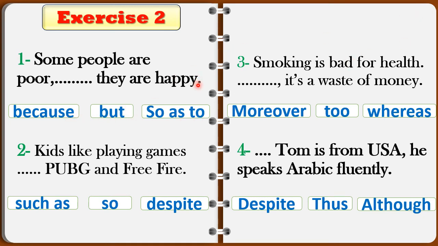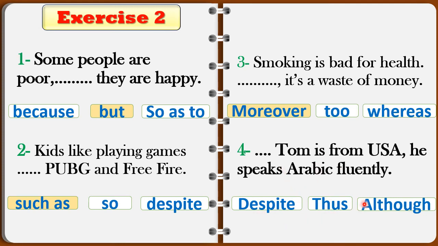You pause the video. And number 1, some people are poor, of course, but are happy. Kids like playing games such as مثل smoking is bad for health. Moreover, it's a waste of money. Tom is from USA. He speaks Arabic fluently. Are we going to use thus? No, thus because it's for result. ليست هناك نتيجة هنا.